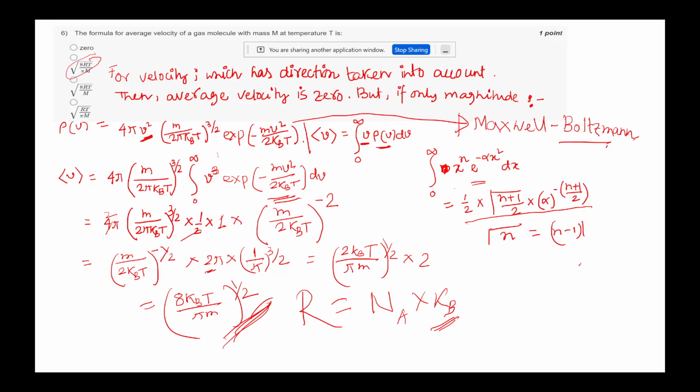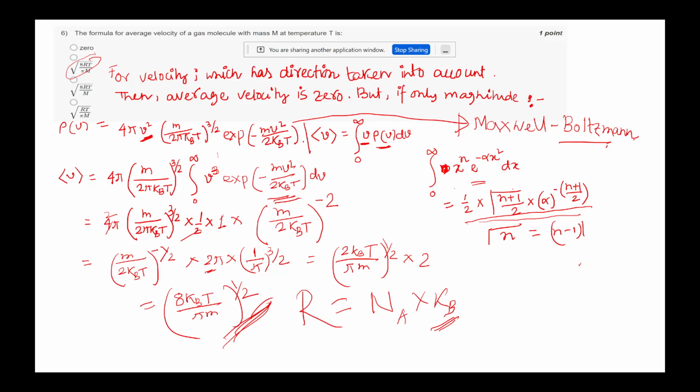And if we do the integration, this is a standard gamma integral which has the form x to the power n e to the power minus alpha x square dx. This has this standard value, and if it is for the total integral from minus infinity to infinity, for an odd function it will be 0, for an even function there will be twice of that.